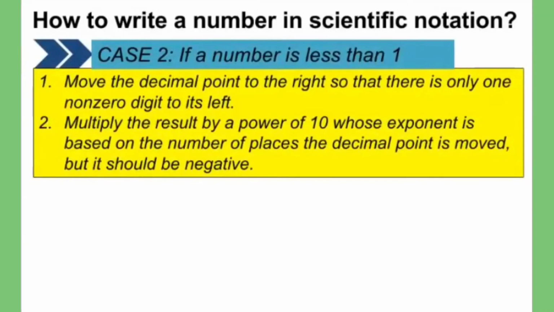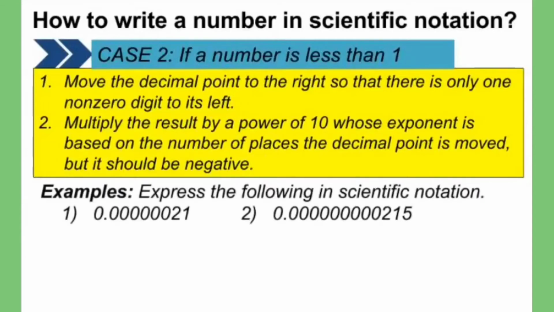If a number is less than 1, ito yung mga gagawin natin. First, move the decimal point, this time to the right, so that there is only one non-zero digit to its left. Second, multiply the result by a power of 10 whose exponent is based on the number of places the decimal point is moved. But this time, it should be negative. I-apply natin ang mga steps na ito sa ating dalawang examples.